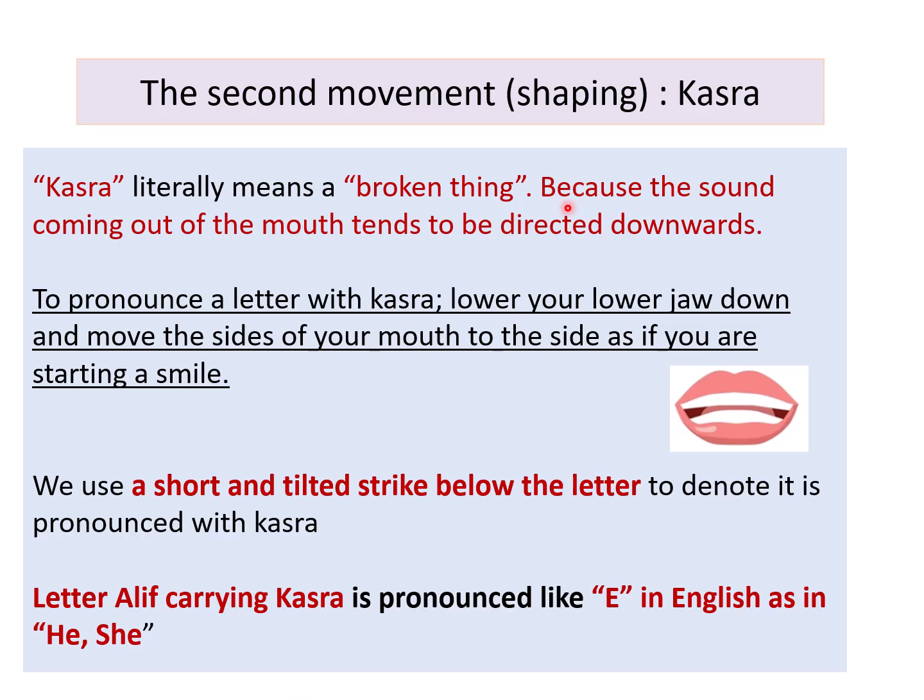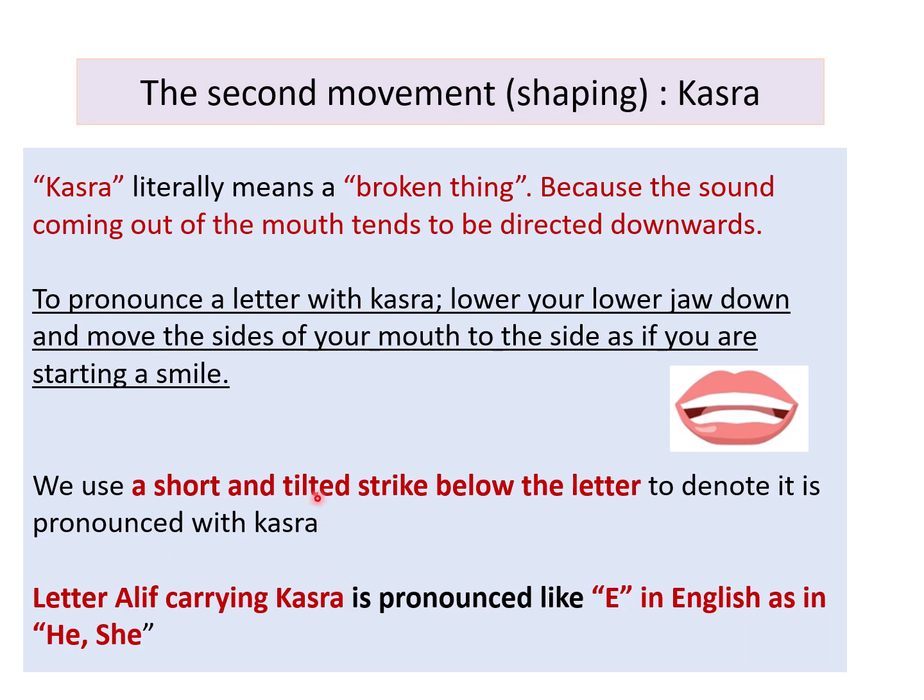Why do we call it kasra? Because the sound is broken. The sound coming out of the mouth tends to be directed downwards. So we'd say the sound is broken. Like when we pronounce the letter E in English. Letter Alif carrying kasra is pronounced like E in English, as in he, she. What's the sign of kasra? It's a short and tilted strike, but written this time below the letter to denote it is pronounced with kasra.